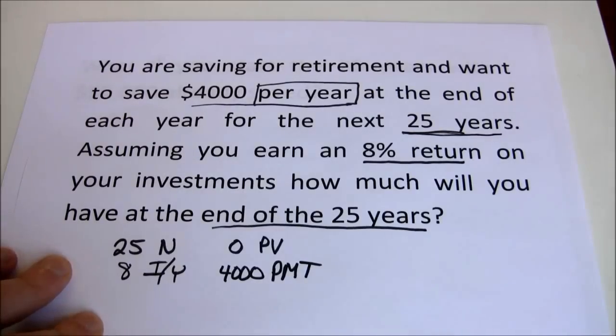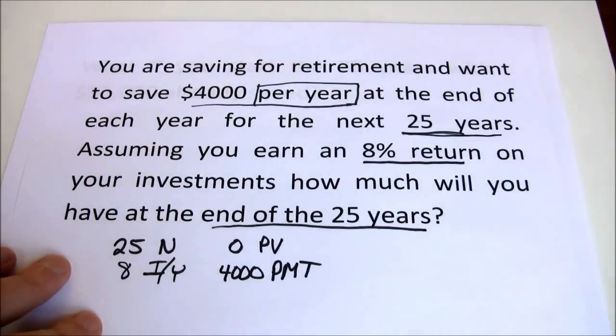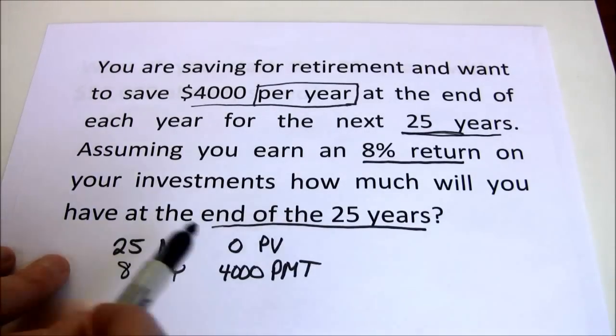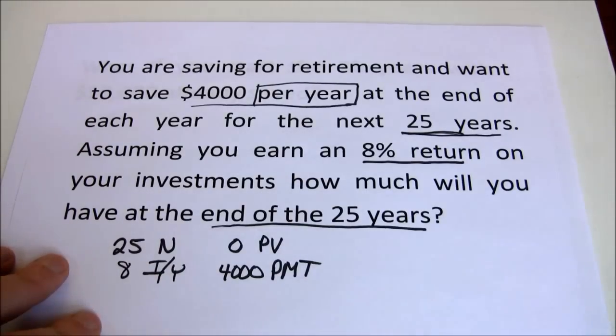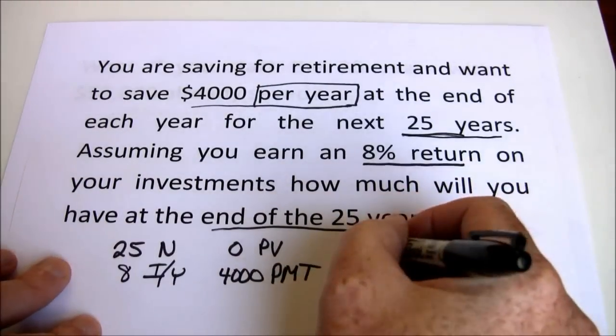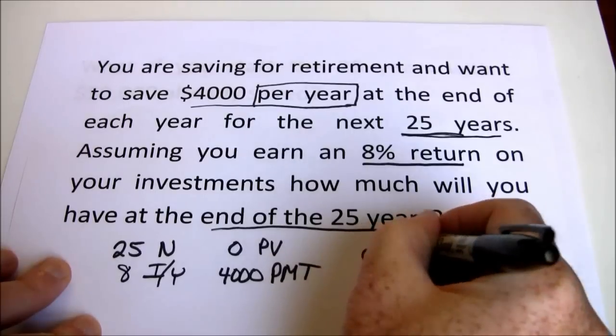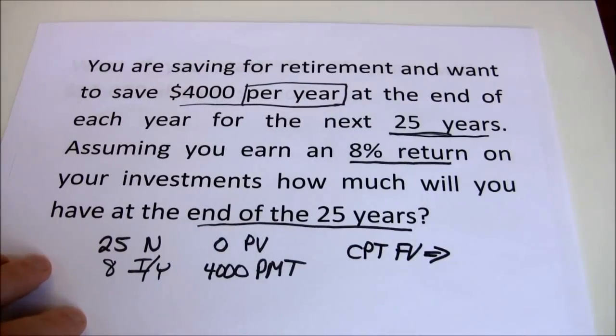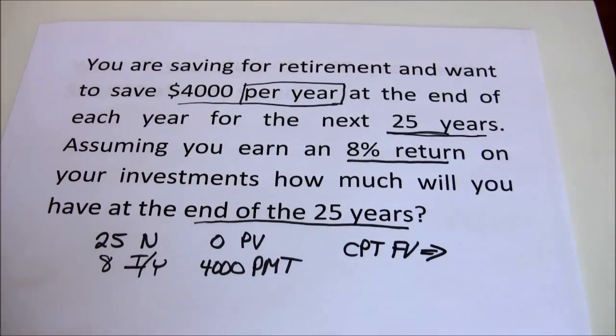Now again, note, we're only entering one non-zero value for one of our cash flows. Present value, payment, and future value are our cash flow buttons, and we're only inputting two of those, present value and payment, solving for the third one, solving for future value. But present value is 0, so we're only entering one non-zero value. And then we're going to compute our future value. So let's go ahead to the financial calculator.